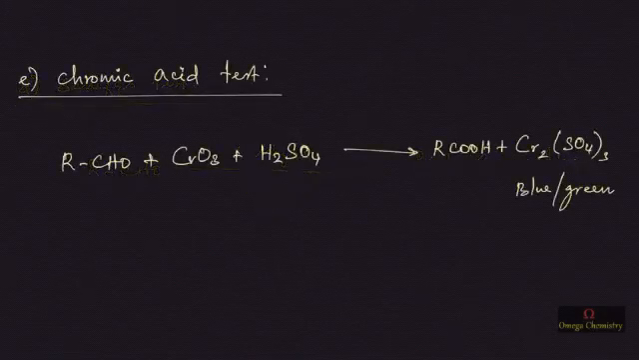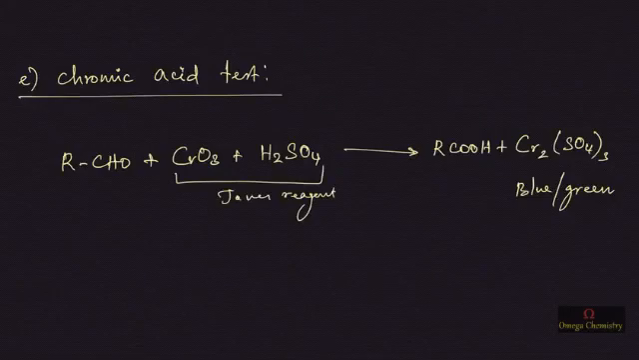The fifth one is the chromic acid test. When aldehydes react with chromic acid, they give a blue to green color. Chromic acid with sulfuric acid is also known as Jones reagent. When this Jones reagent reacts with aliphatic aldehydes, we get a precipitate of chromic sulfate, which is blue to green in color, and ketones won't react with chromic acid. Sometimes primary alcohols and some secondary alcohols will also give a positive result. So this test should be accompanied by the 2,4-DNP test to confirm the presence of aldehydes.